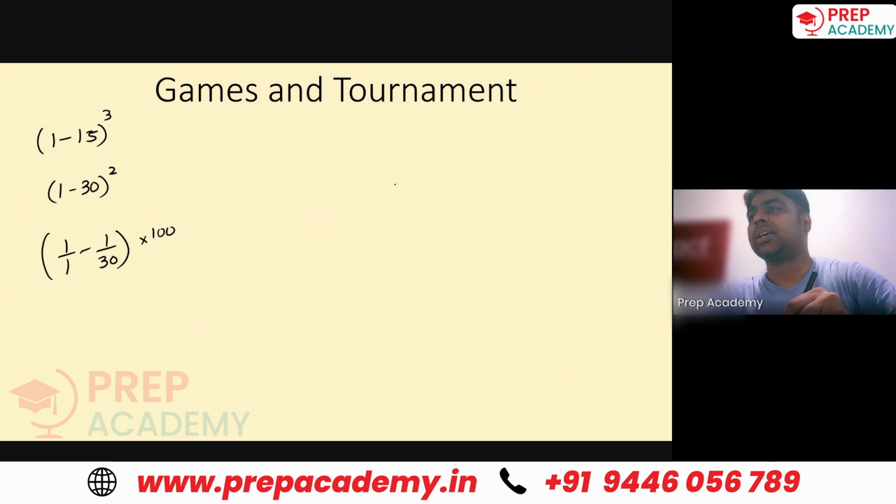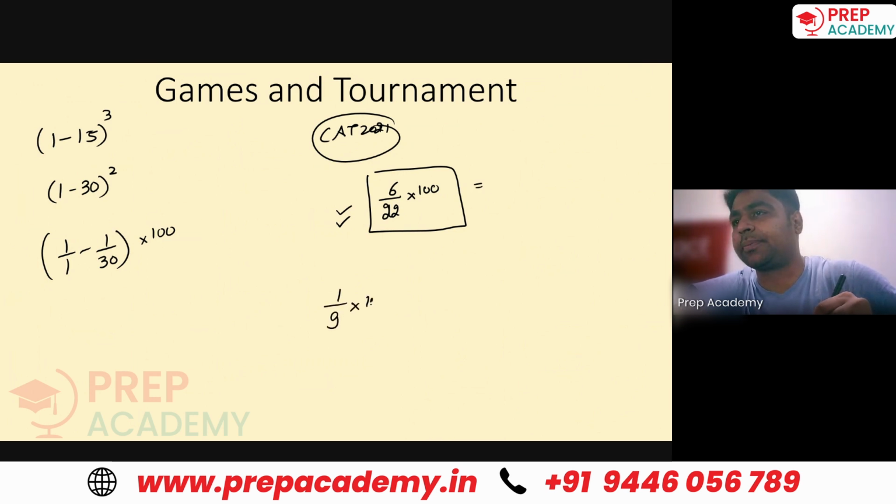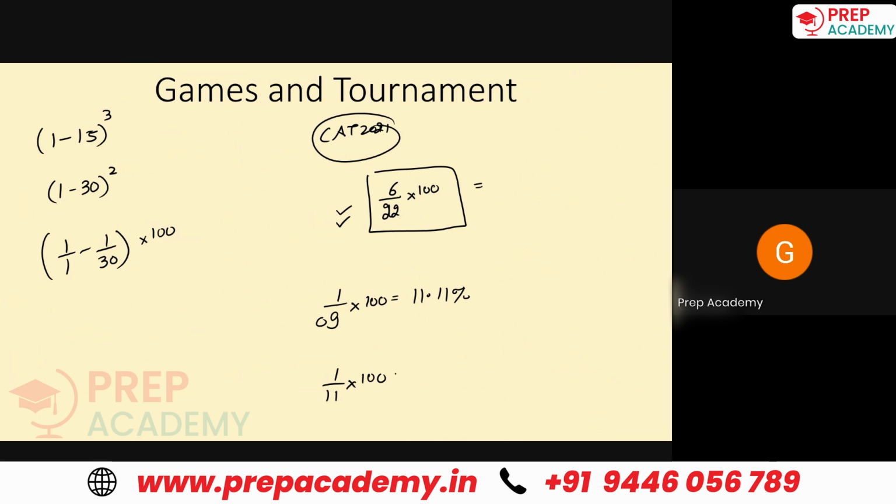Do you remember I solved this question for you when I was explaining that in CAT 2021, from the concept of ERPV and profit and loss and SICI, 6 questions came. And I simply wrote here the answer to that. How was I able to do that? Because if you know that 1 upon 9 is 11.11%, and what is 1 upon 11? It is simply 9.09. Very good.